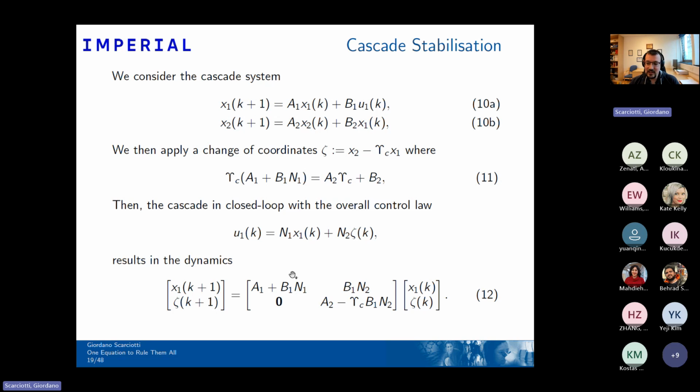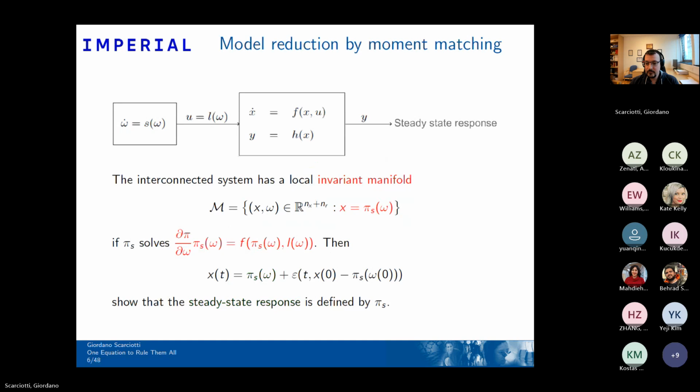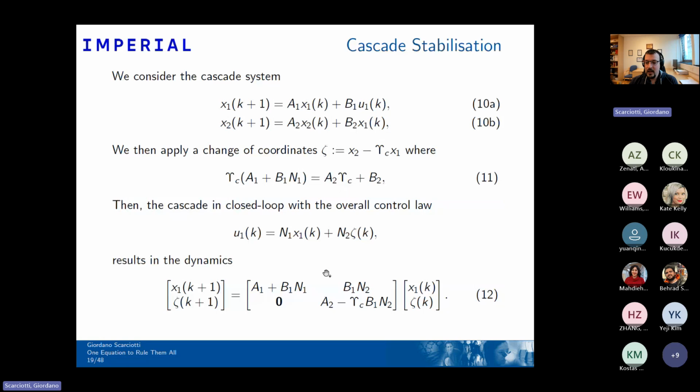And this is evident from the triangular structure over here. I can design N1 to stabilize the first system. I can design N2 to stabilize the error dynamic. So this A2 minus Upsilon c B1 N2 is what I showed you before somewhere. Over here is this thing here, which is always true, as long as the Sylvester equation is defined. And so then you design N2 to stabilize this error. And so this is a triangular system, and that means that the whole thing is stabilized. So that's the basic idea of the forwarding method.